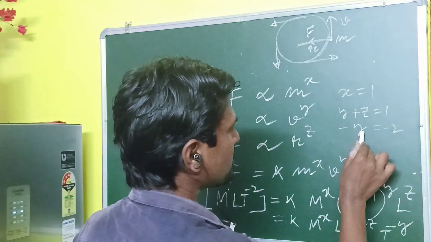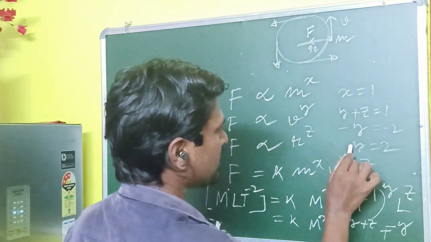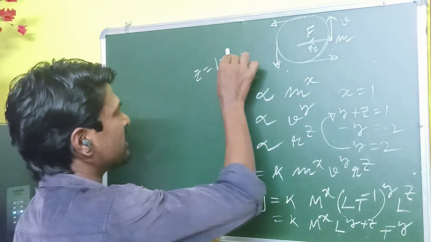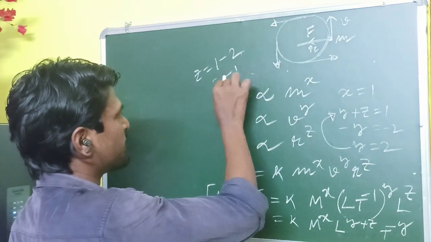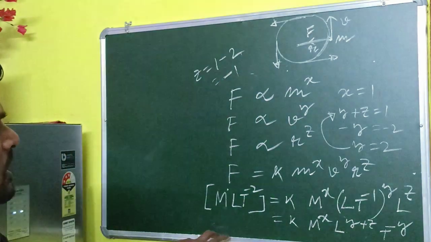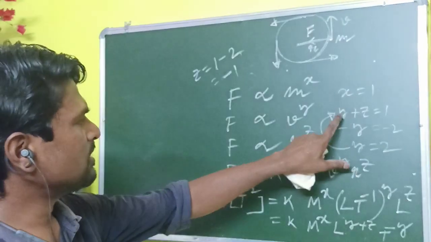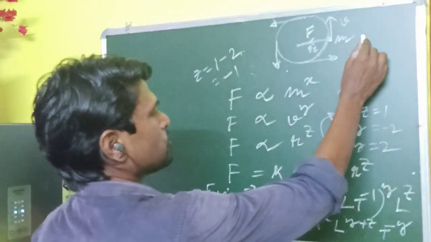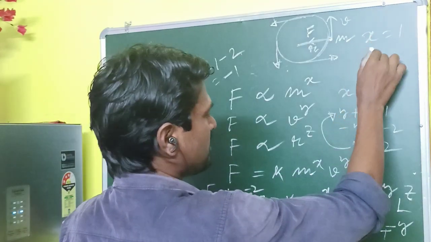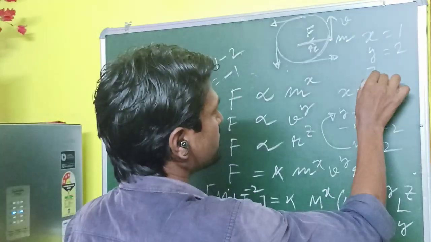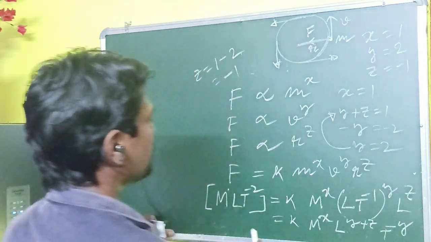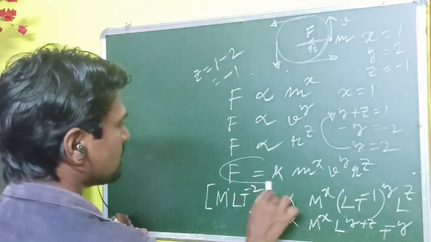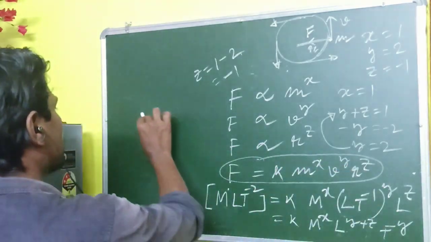So y equal to 2, and if we place the value of y here, then z equals 1 minus 2, that is minus 1. So finally x equal to 1, y equal to 2 and z equal to minus 1, and then put it in the equation. So F equals, what is the relationship?